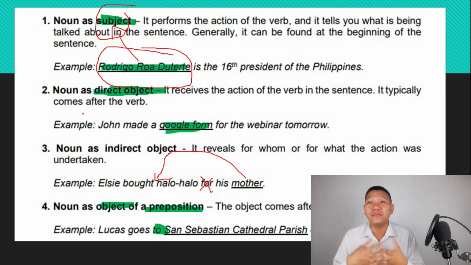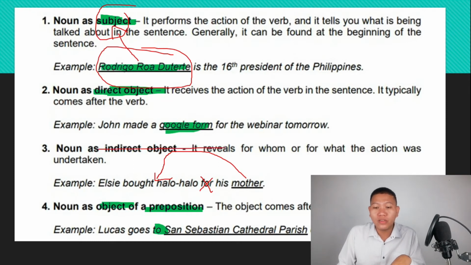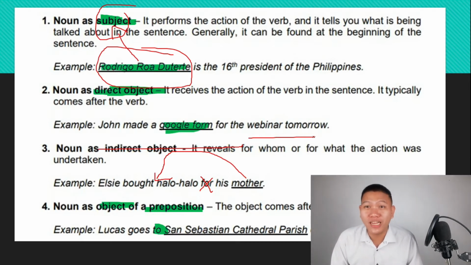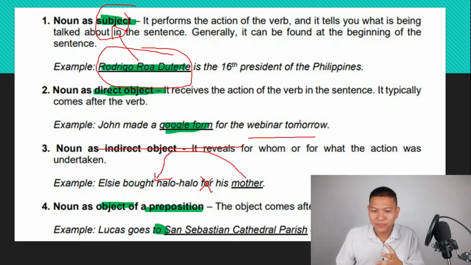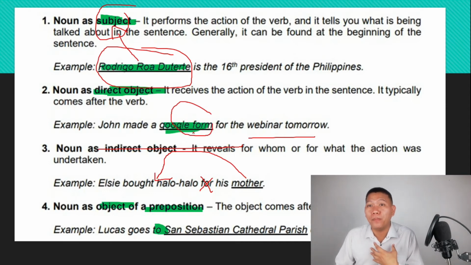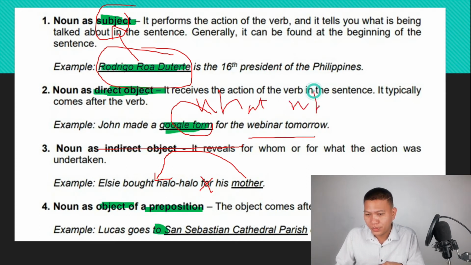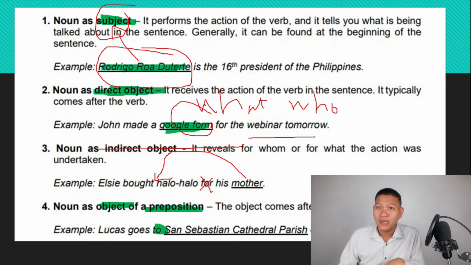Second, aside from subject, nouns can be direct objects. Direct objects are the ones receiving the action in the sentence. Example: John made a Google form for the webinar. John is the one being talked about, so John is the subject. What is John doing? John made what? It answers the question what. When we say direct object, it answers the question what or who. In terms of position in the sentence, it's normally found directly after the verb: subject, verb, and then the object.